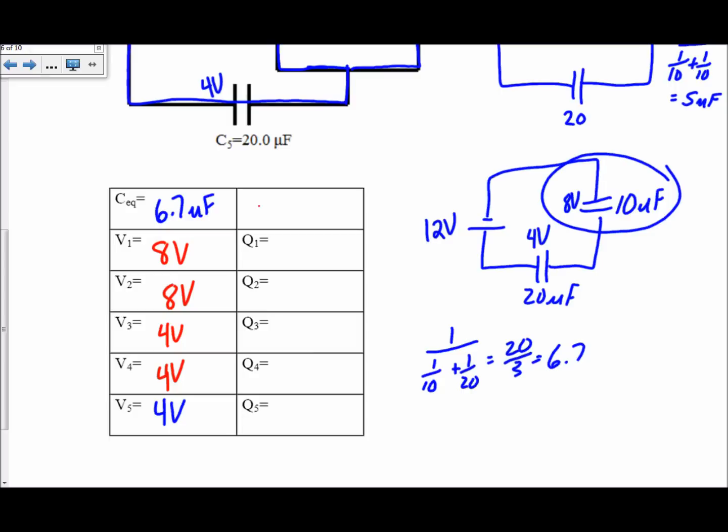And then for each of my charges, I know that Q is equal to C times V. So I just take the capacitance and multiply it times the voltage on each of those, and I get 16, 24, 40, 40, and 80 microcoulombs.